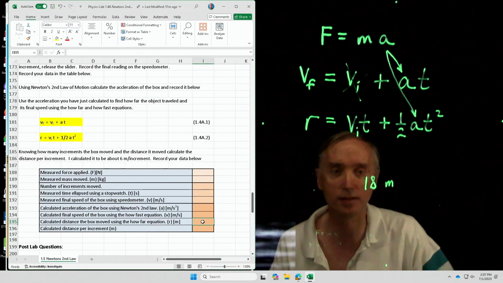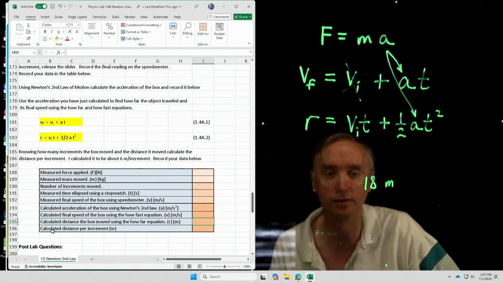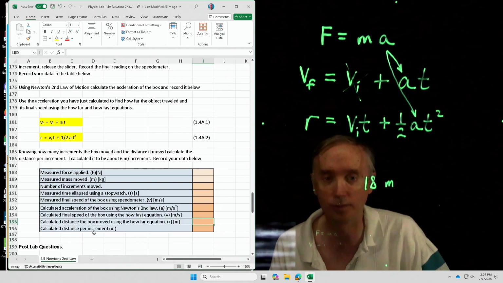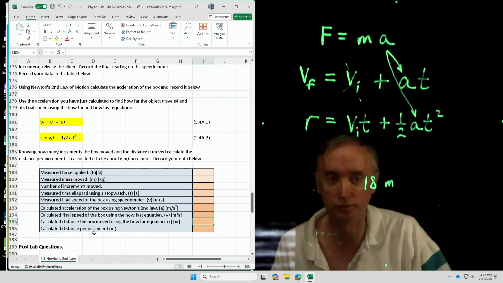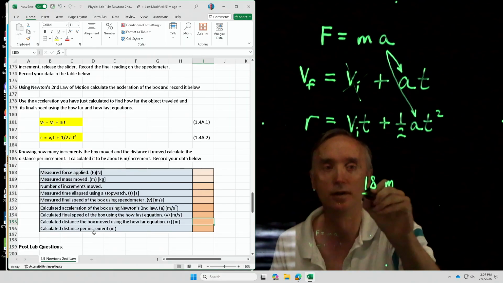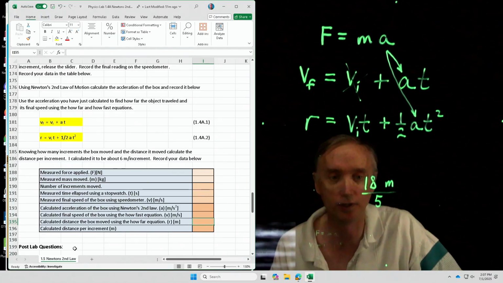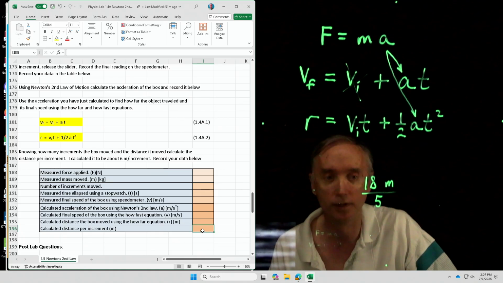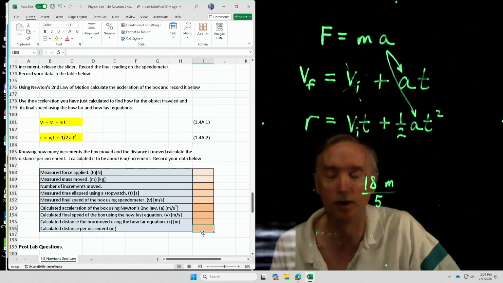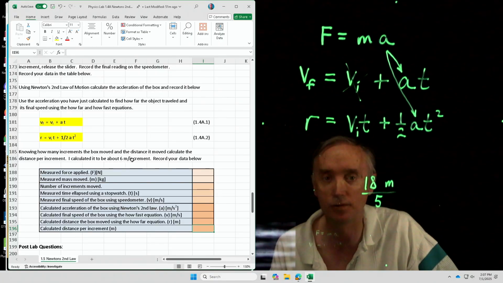And the very last thing that we need to do is to calculate the distance per increment. So how many increments were there? 5. So we're going to take 18 divided by 5 and whatever that number is, and then put it into this box here. Now I've done this, and I've gotten a 6. So the answer should be about 6 meters per increment. And then record that number here.